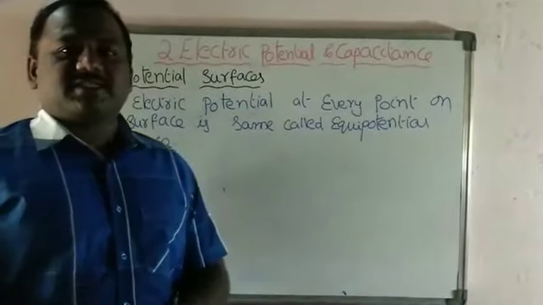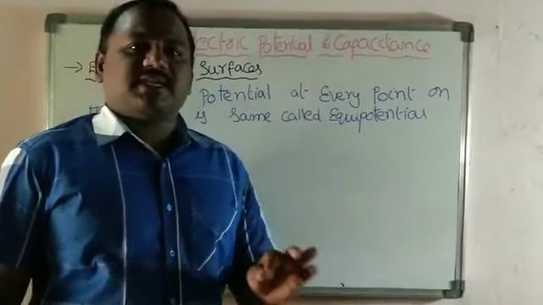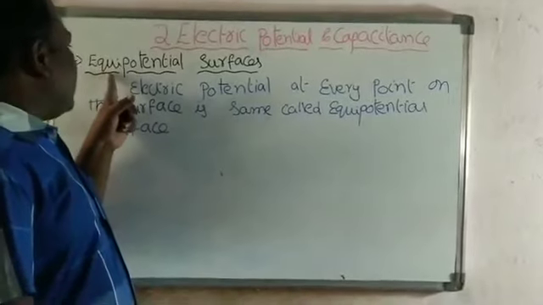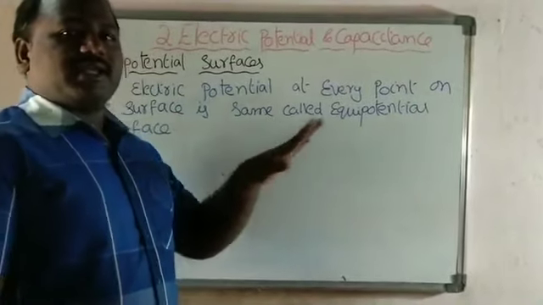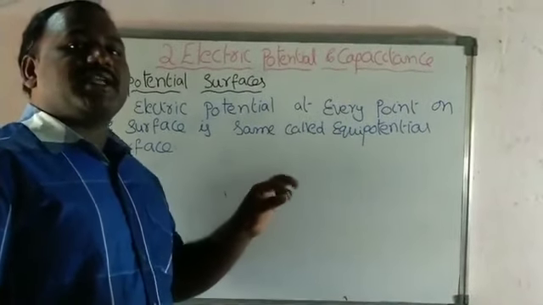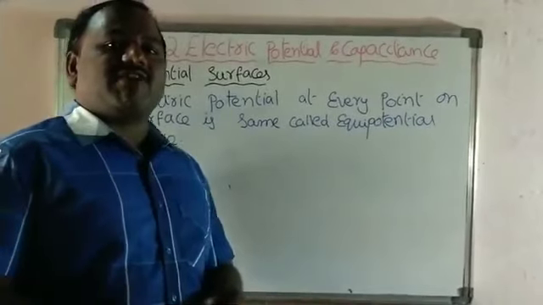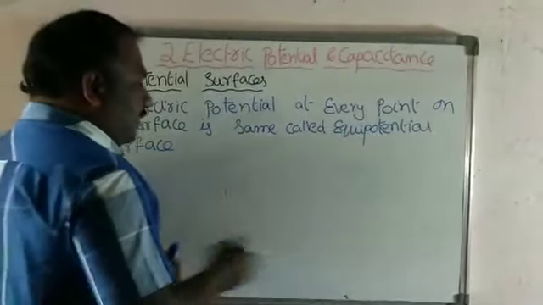Equipotential surfaces. First, we see what is the definition of equipotential surfaces. Here, the name itself: equipotential surface. The meaning is, if you take a surface, on the surface, the potential at any point is equal. That is called an equipotential surface. Okay, so see one example.